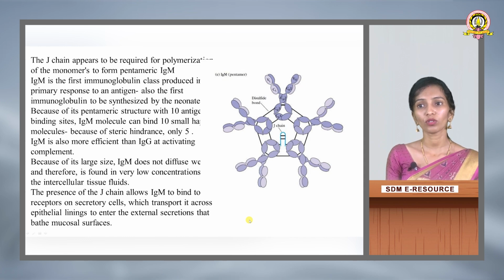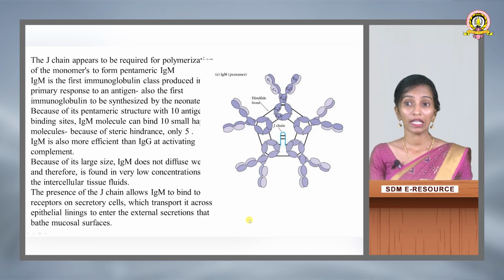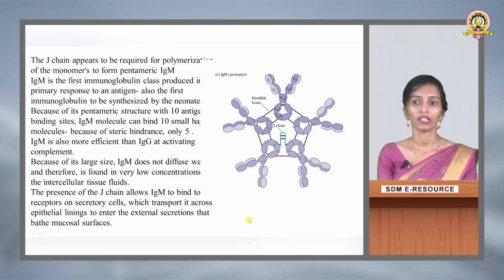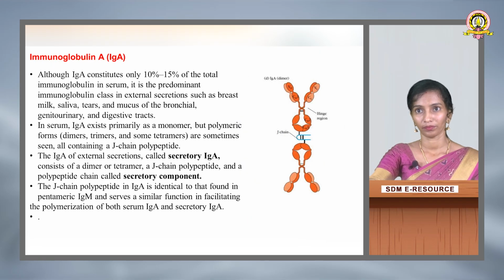IgM is also more efficient than IgG at activating the complement. Because of its large size, IgM does not diffuse well, therefore it is found in very low concentrations in the intercellular tissue fluids. The presence of J chain allows IgM to bind to receptors on the secretory cells, which transport it across the epithelial linings to enter the external secretions that will be there on the mucosal surfaces.